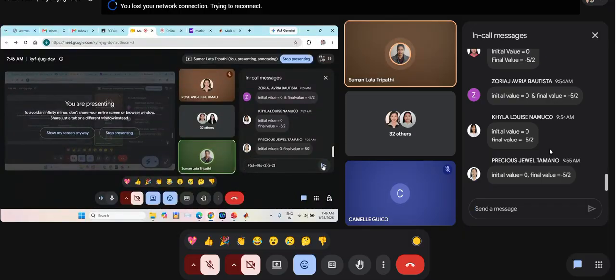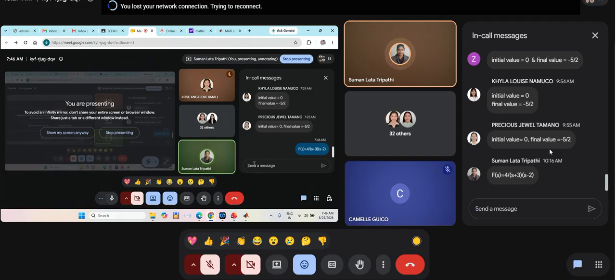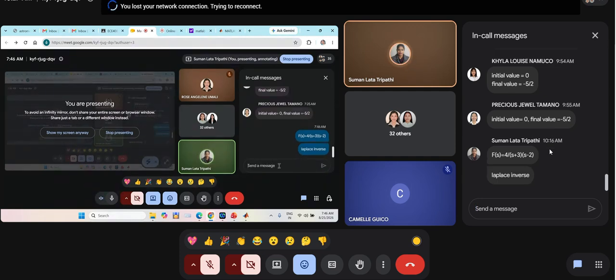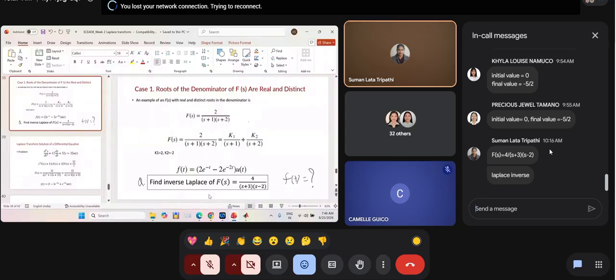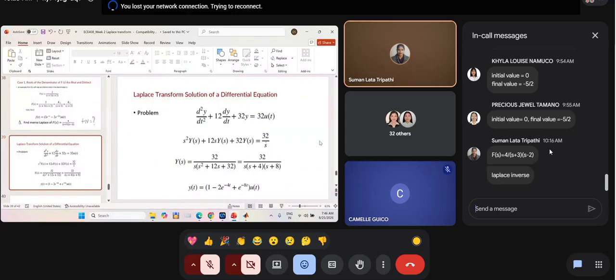This is your question. You have to find the Laplace inverse for the given function, and practice with this question at your home. Or let me give you one more question, some different question.